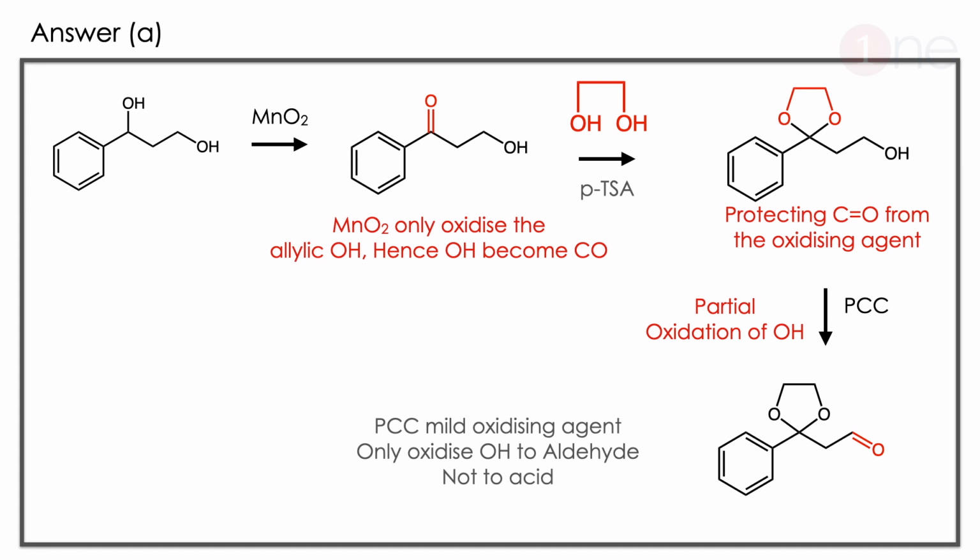Now we have to convert OH into CHO, using PCC. PCC is a mild oxidizing agent. It only oxidizes OH to a carbonyl group. Here it goes to ketone or aldehyde, not to acid. So it's a controlled oxidation. So the product is clearly A. Here you have to know 3 things. One is MnO2, mainly used for allylic oxidation, and the protective group is ethylene diol, and PCC undergoes partial oxidation.